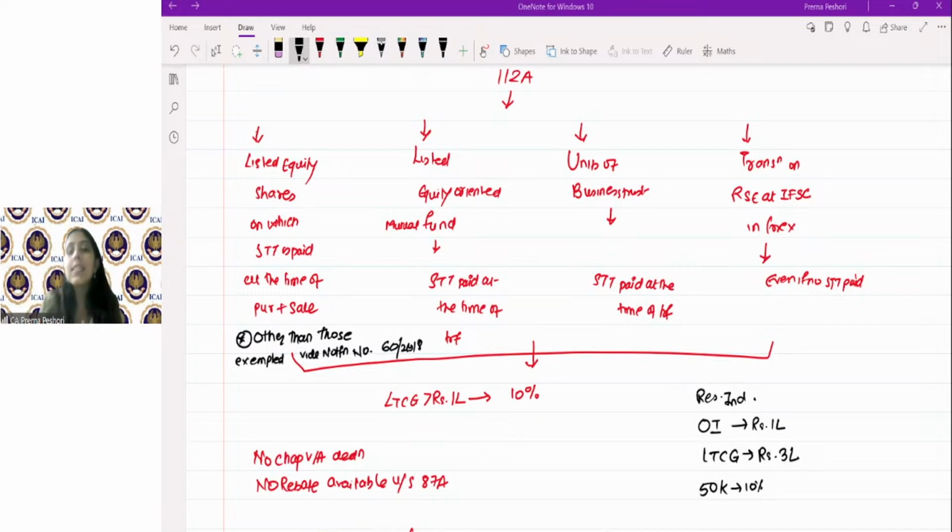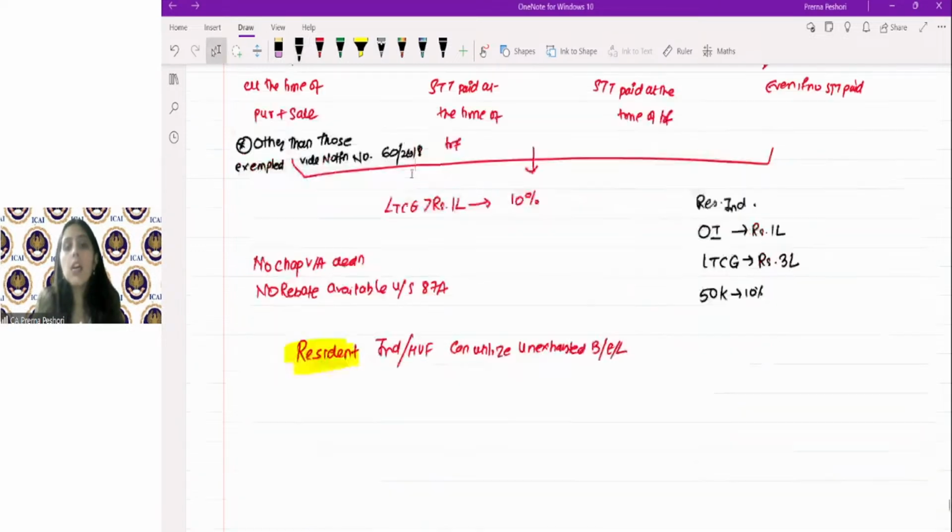Then in all these cases, since these are genuine transactions, the STT would not have been paid at the time of purchase, and therefore even then these are exempt transactions. These would be the exempt transactions. Are we clear? Any doubt?